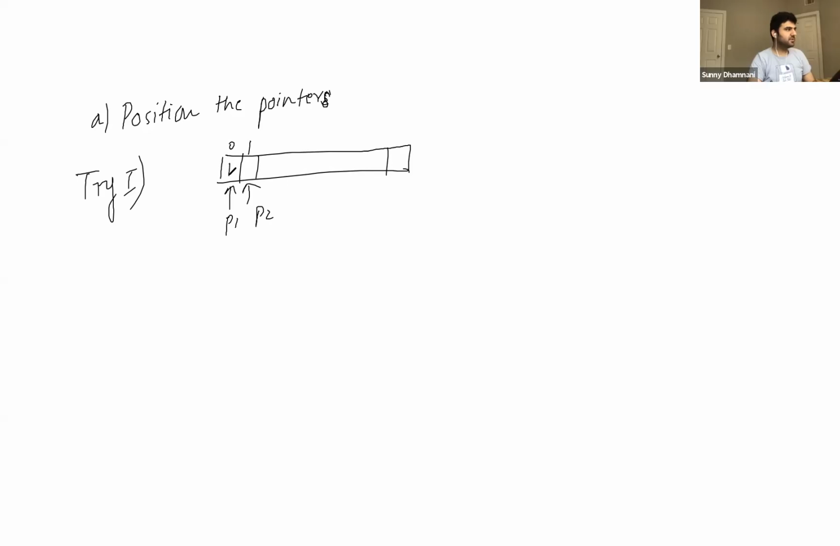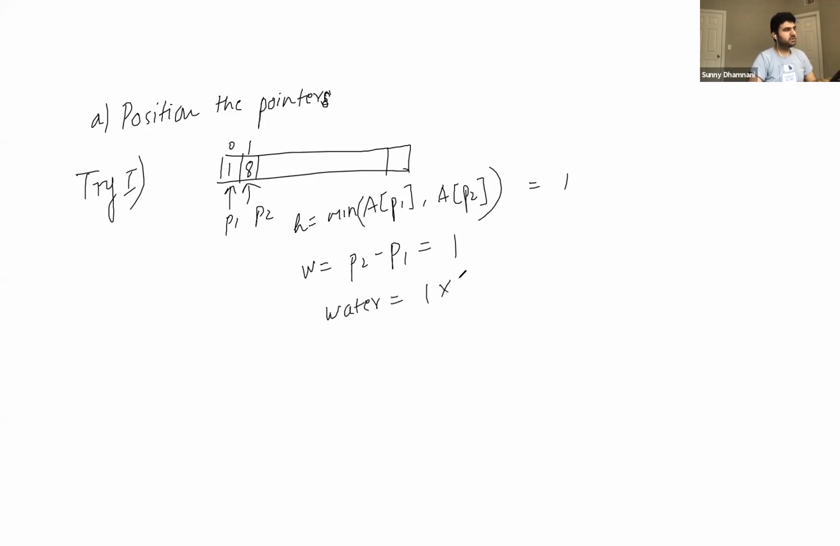So let's say I have 1 and 8 here from the example. My A of P1 is 1 and A of P2 is 8. So I take the minimum of these two. That becomes the height, and width is P2 minus P1, which is 1, and height is also 1. So the amount of water becomes 1 into 1, which is 1. Now what should I do?